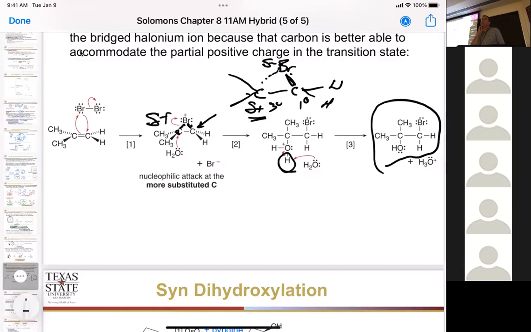Questions on that? So that's the halohydrin reaction. Same first step as the halogenation. You just changed what the nucleophile would be in the last step.